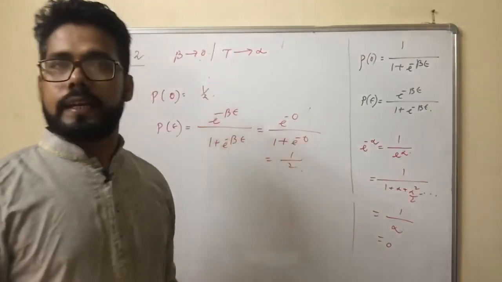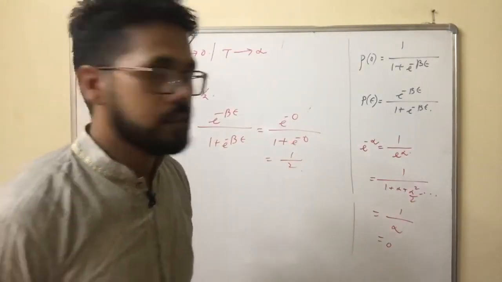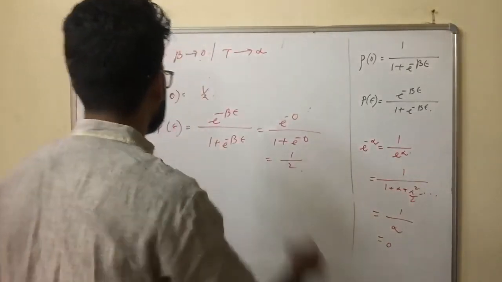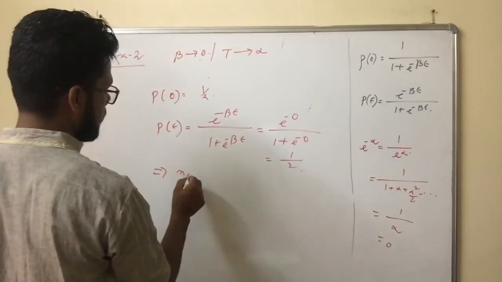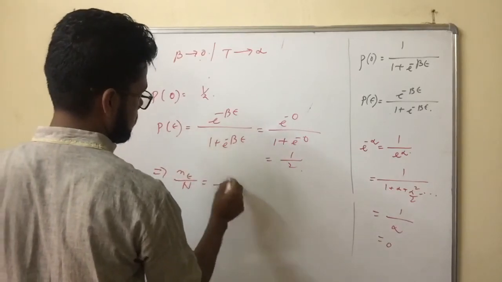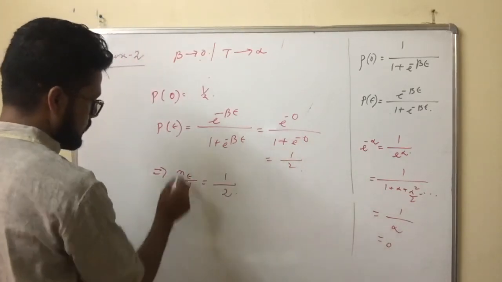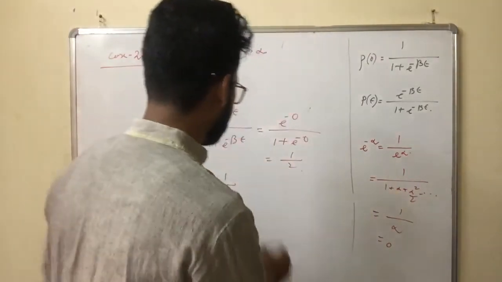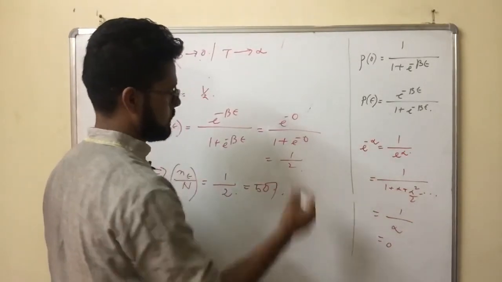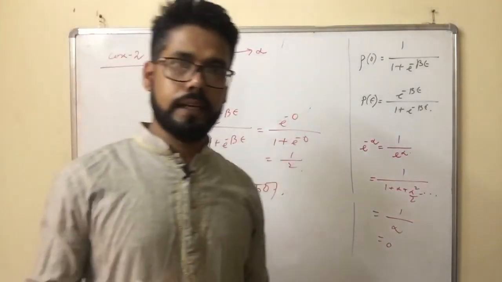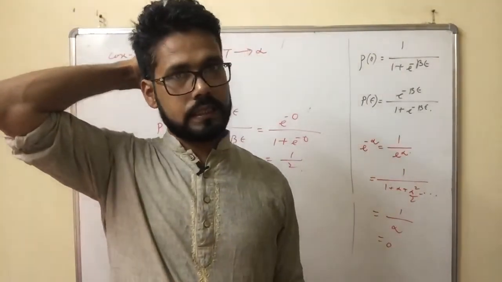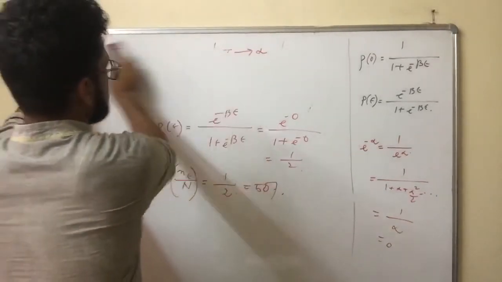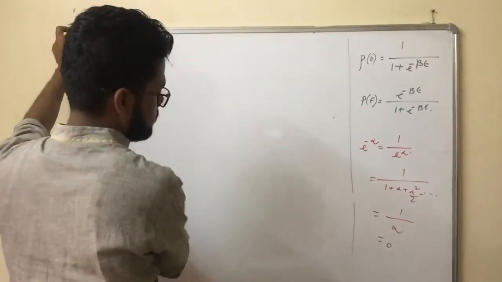See, at high temperature, the particles in the ground state and the upper energy state are equally distributed. The probability here means N_E by N. This is also known as the fraction of particles occupying the upper state. This half means 50%. And in the ground state also, at very high temperature, the fraction of particles is 50%. Okay, you have to find this condition out in an exam.